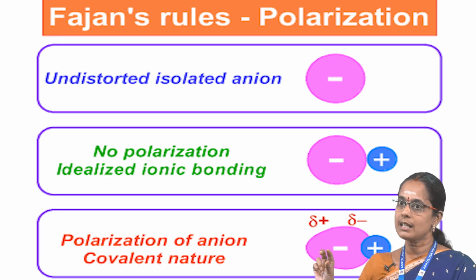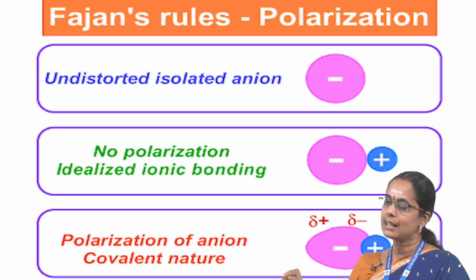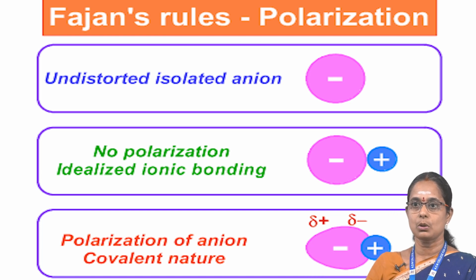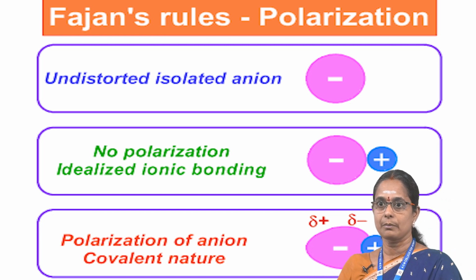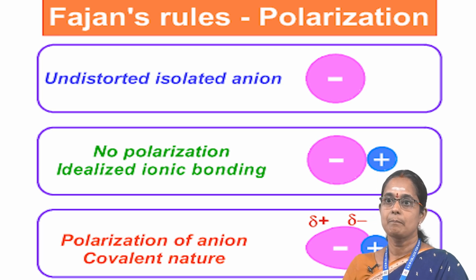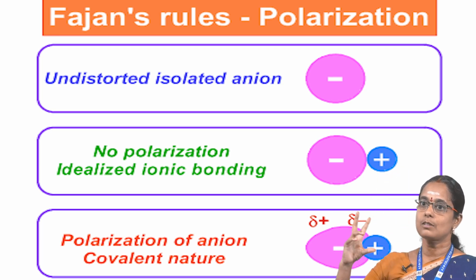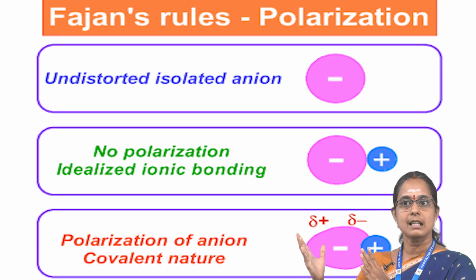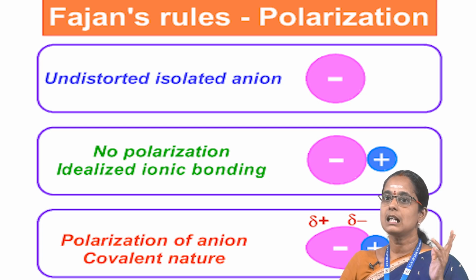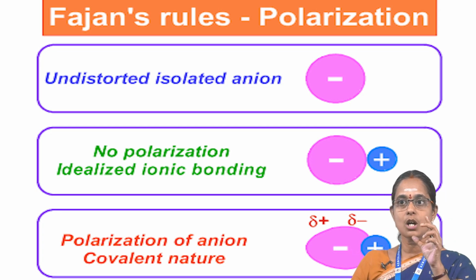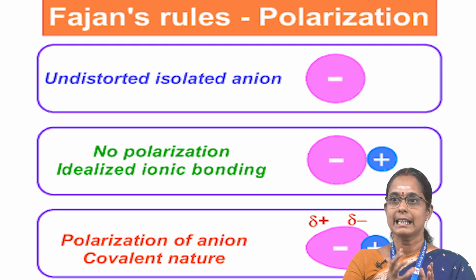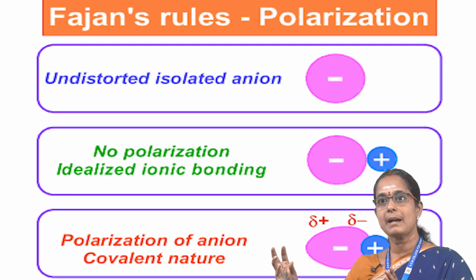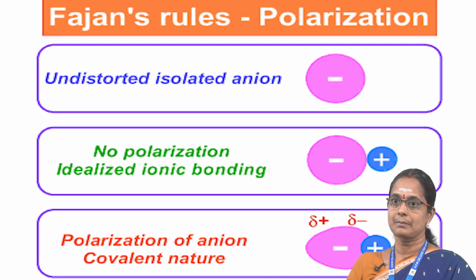When an anion is small, the balancing electrons are nearer to the nucleus and hence the tendency to get polarized by the cation will be less. But when the anion is large, it is polarized easily. Third one, that is the charge on the ion. As the ionic charge on the cation increases, the polarizing capacity also increases.